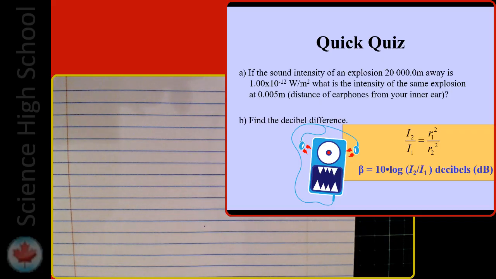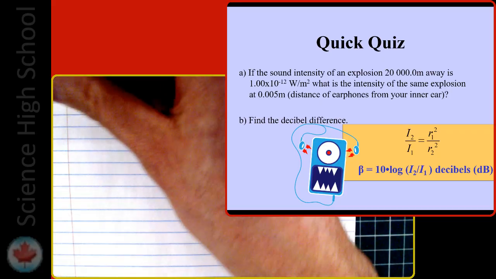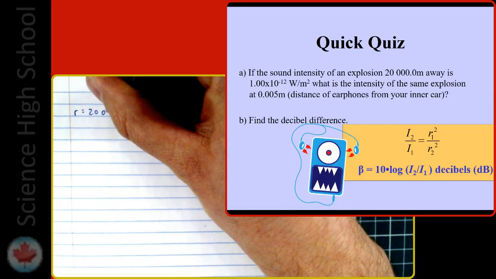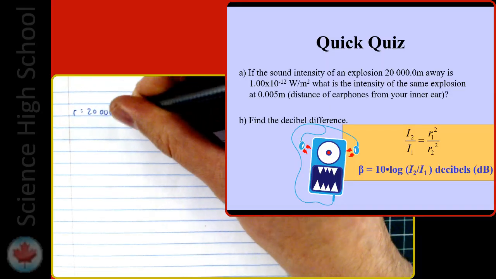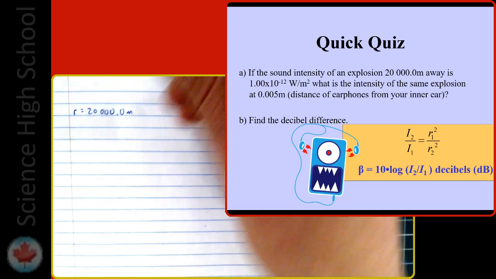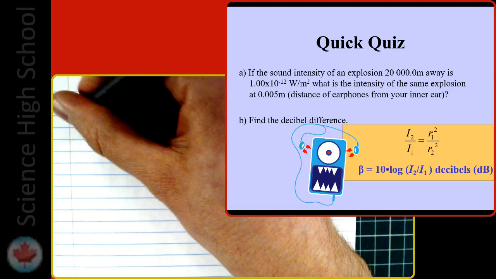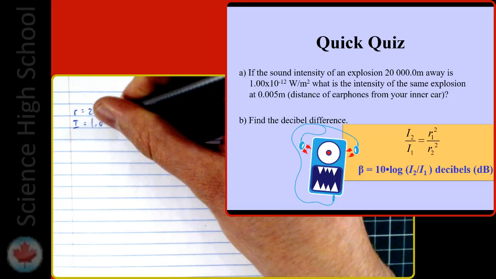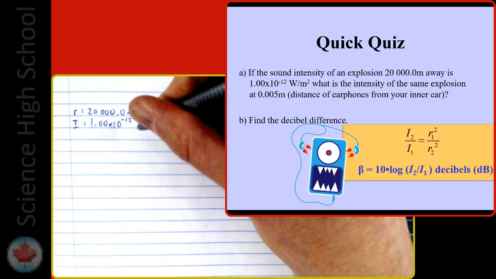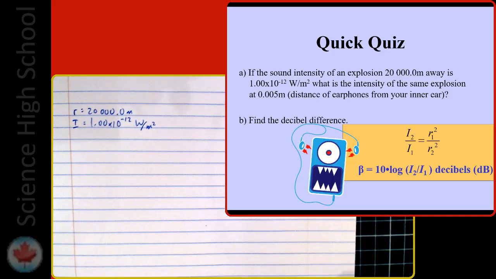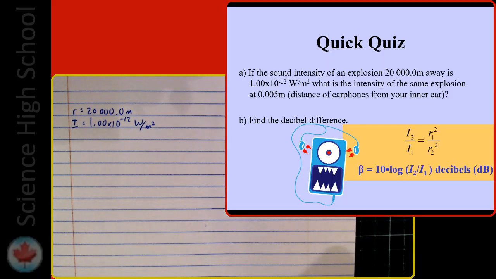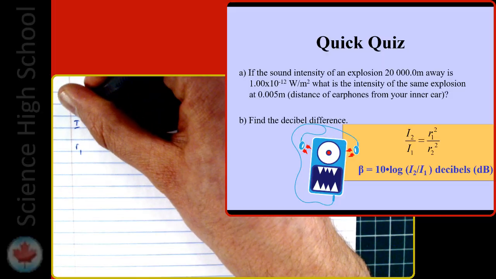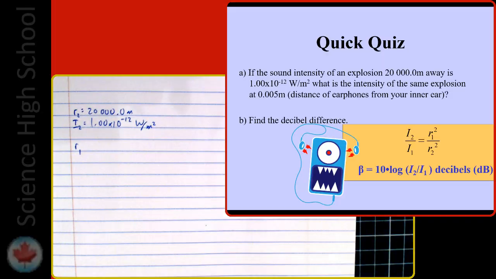All right, so if the sound intensity of an explosion 20,000 meters away, so I'm going to call that an R value. R is equal to 20,000.0 meters, just so we can emphasize sig figs, I suppose. And the intensity is equal to 1.00 times 10 to the power of negative 12 watts per meter squared. What's the intensity of the same explosion 0.005 meters away? So I'll call that one R1. I'll call that one R2 and I2, the farther away ones.